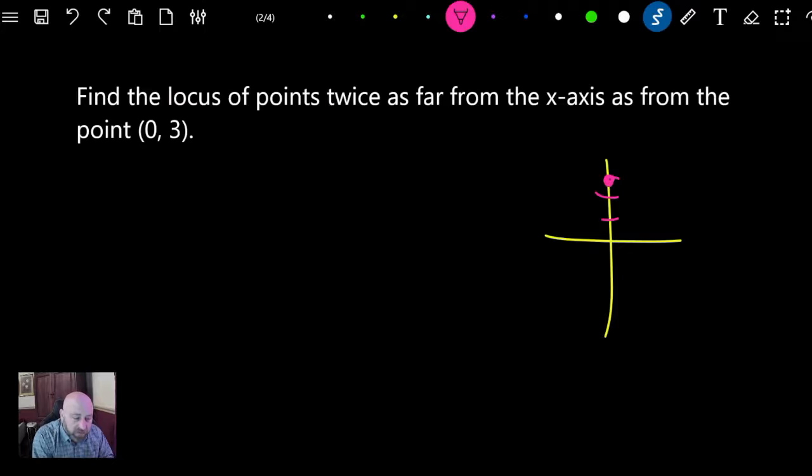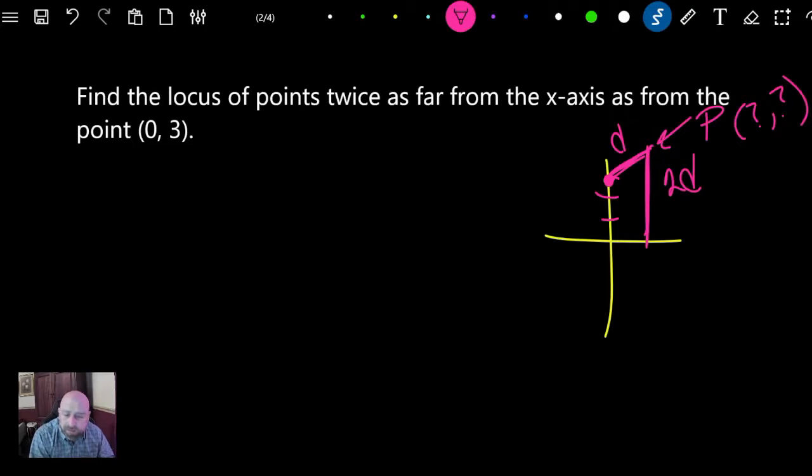And now notice what it says, twice as far from the x-axis. So what we're really looking for is there's going to be some distance going on here. So we have one distance going this way. So this is one distance. And the 2 distance is going over here. Because we want a point, this is going to be our point, and we'll call it point question mark, because we don't know what it is. You could call that point XY, whatever you want, but I just use question marks right there. So we don't know where that point is.